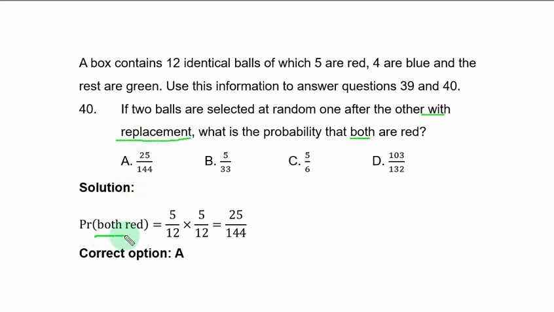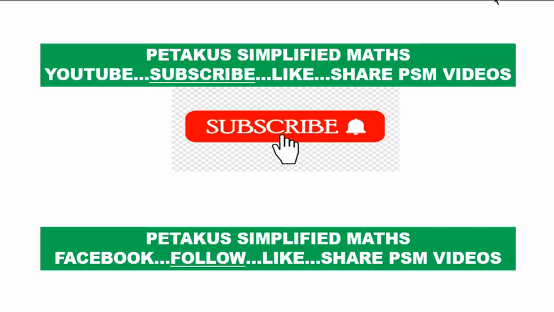Probability both red is equal to the first one is red, 5 over 12, number of red balls over total balls, times second is red, the same 5 over 12. If you multiply, you have 25 over 144. A is the correct option.